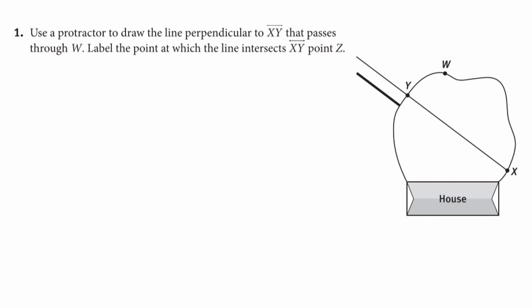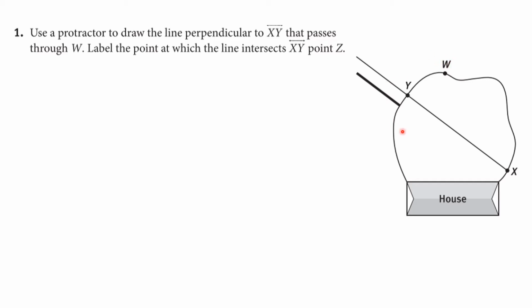What you need to do is take your protractor and put it on the line XY, okay? Shift it around until the 90-degree part of the protractor lines up with our point W, and then you can draw a line straight through it. We just want it to be 90 degrees, right? We want it to be 90 degrees. Or you could also do it another way too. You can put the protractor like this.